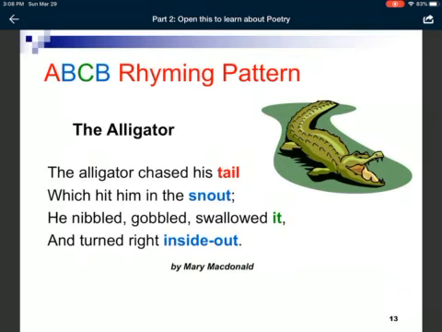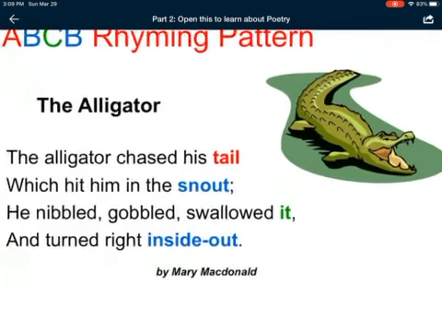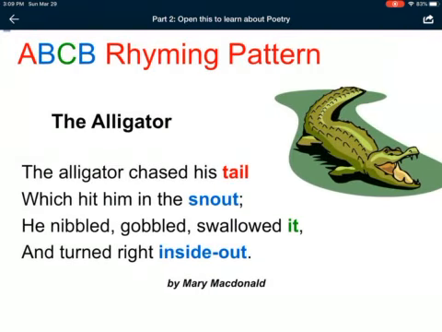Then A, B, C, B. This one's called The Alligator by Mary McDonald. The alligator chased his tail, which hit him in the snout. He nibbled, gobbled, and swallowed it, and turned him right inside out. So this is where line 2 and 4, snout and inside out, rhyme, but then line 1 and 3, tail and it, don't rhyme at all.